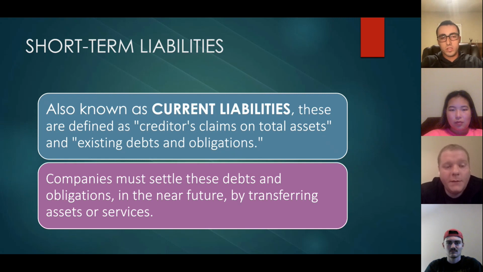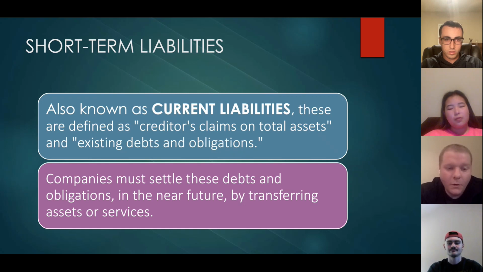First up is short-term liabilities. These are also called current liabilities, defined as creditors' claims on total assets and existing debts and obligations. Companies must settle these debts or obligations typically within the current operating cycle, and that's either done by transferring assets, whether it be cash or some other type of asset, or the transfer of goods and services.